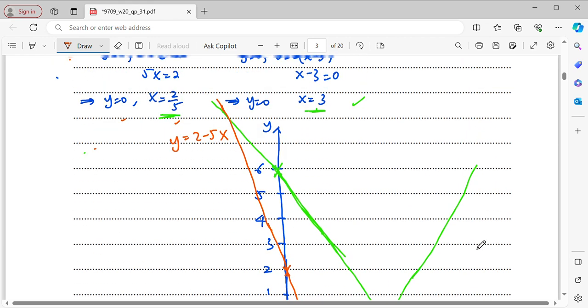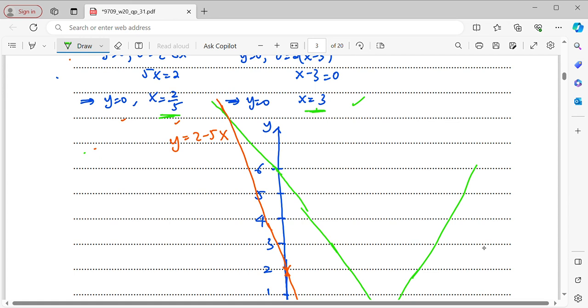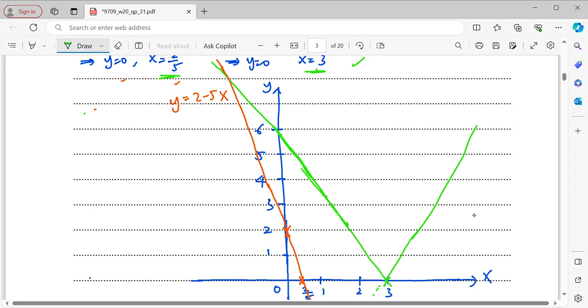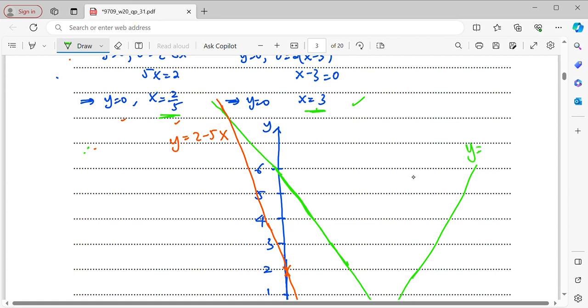Okay, so just try your best to sketch a graph. Make sure it's a straight line. Okay, so now I will label this graph as y equals 2 modulus x minus 3.